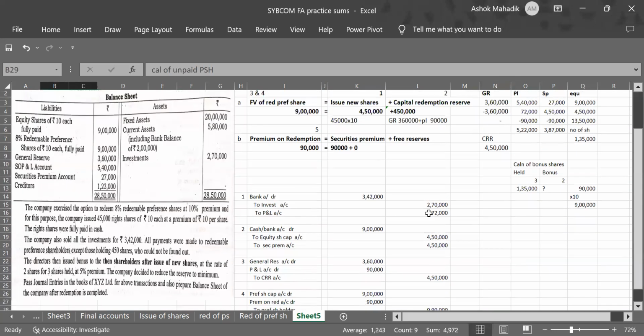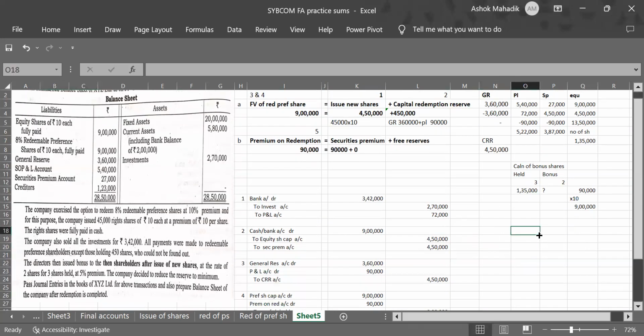Okay. So coming back to bonus shares, once again I'll repeat the adjustment of bonus shares. It is that the directors then issued bonus shares. Then means after right shares and paying the preference shareholders, the directors then issued bonus to the then shareholders after issue of new shares. So after right shares, whatever number of shares are there, they will receive bonus shares at the rate of 2 for 3 shares held. So whatever existing number of shares are there, if you are holding 3 shares, you will get 2 shares as bonus.